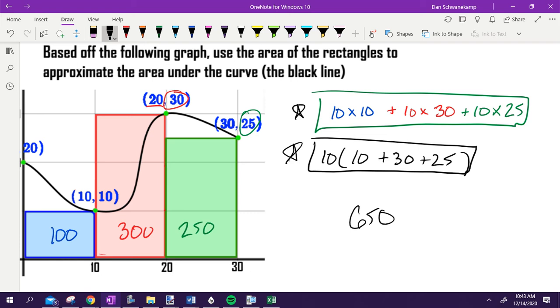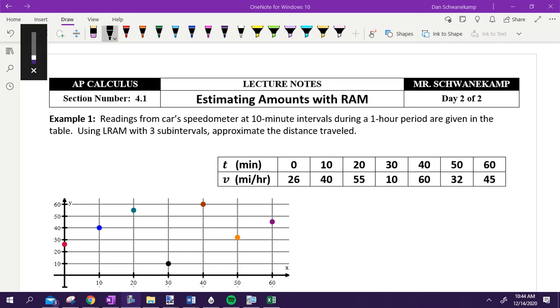We approximated using rectangles, because I don't know what the shape of this weird guy is, but using rectangles helps me to approximate. Questions on how we set that thing up? All right, so today we are estimating amounts with RAM. Okay, remember what RAM stands for. RAM stands for the rectangular approximation method. That's what it means. So we're making rectangles here. Okay, this is a weird concept, and it might look strange at first, but once we do it a few times, it becomes really easy.